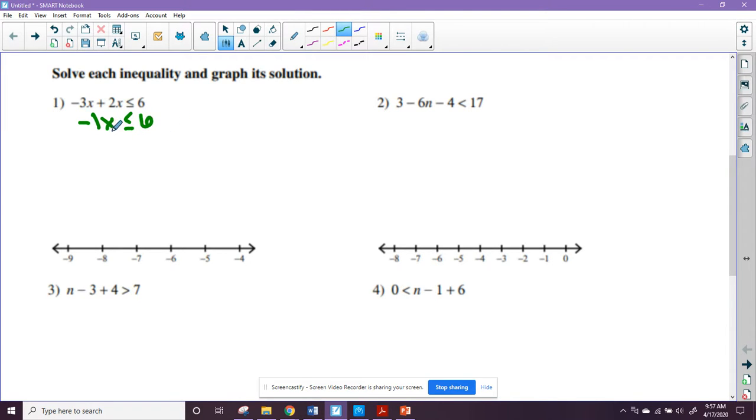Now we need to get x by itself. We have a number attached to it by multiplication, so we do the opposite and divide by negative 1. So it cancels out. So we have x. When we divide by a negative, our sign flips. 6 divided by negative 1 is negative 6. Now we need to graph this. So we go down to negative 6, and it is a closed circle. And we are graphing to the right.